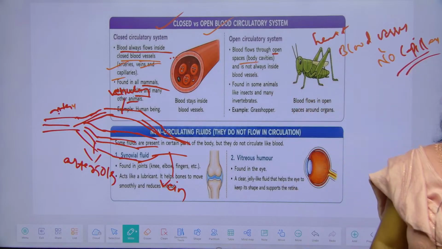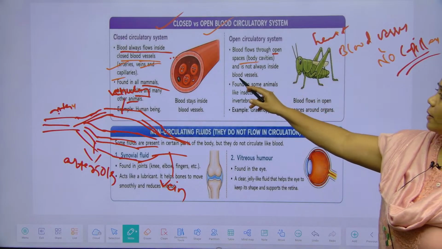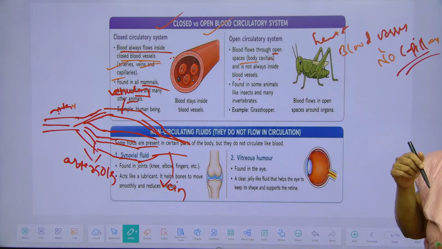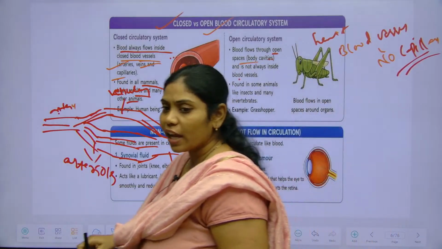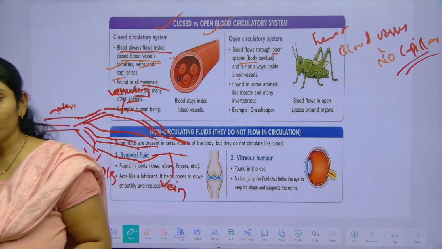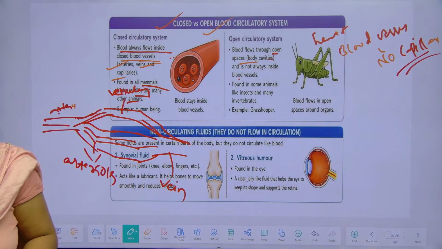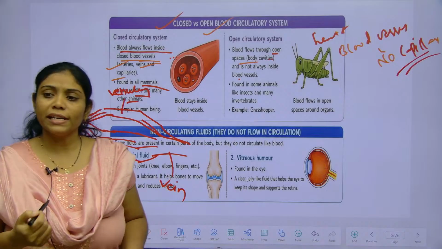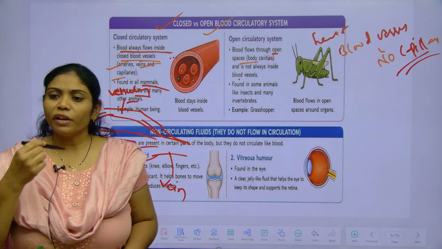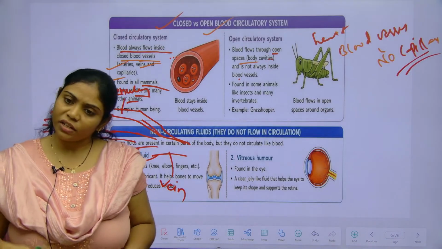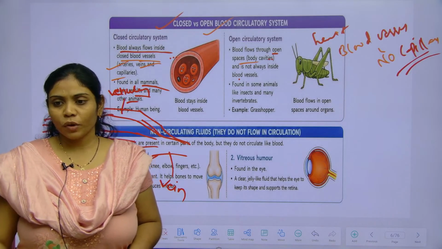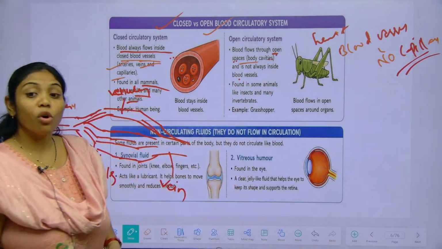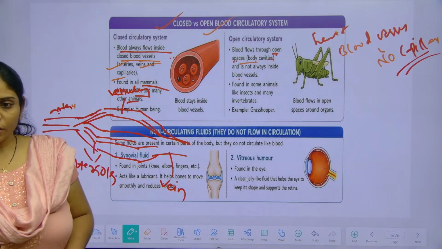Open spaces. That is called as what? Body cavity, okay, coelom. Directly they are entering into the body cavity. In the body cavity, what will be there? All internal organs are located inside the body itself only, isn't it? Inside the body, what will we call it? Coelom. Body cavity or coelom, both are the same only. Okay. Now, the blood is entering into where? Open spaces, body cavity.